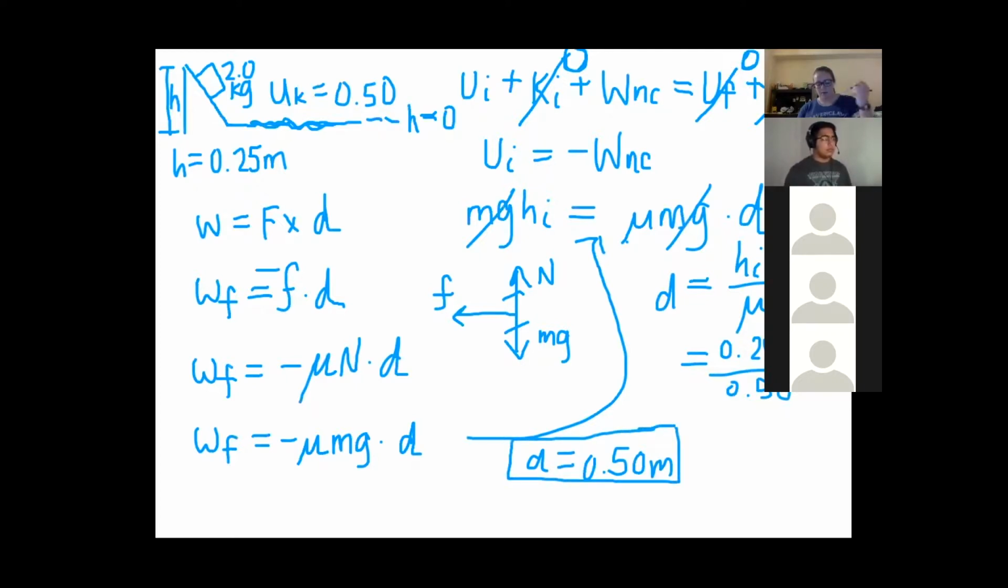Okay, so that is our answer to the problem. It says, how far will it travel before stopping? We know it will travel half a meter. So we solved this using our energy equations. Now we're going to do it again using our kinematics and Newton's law equations, and see if it is more work, less work, and if we get the same answer, which we should.